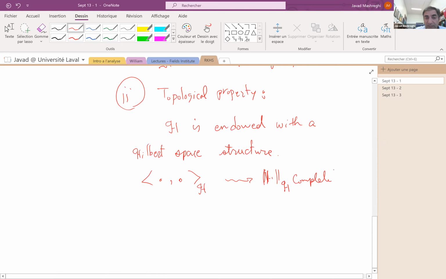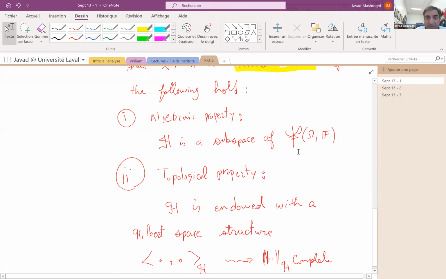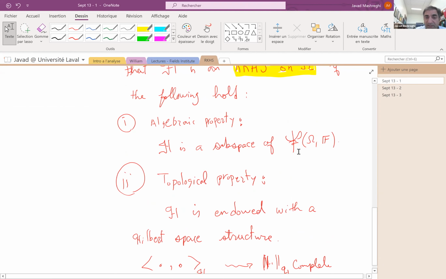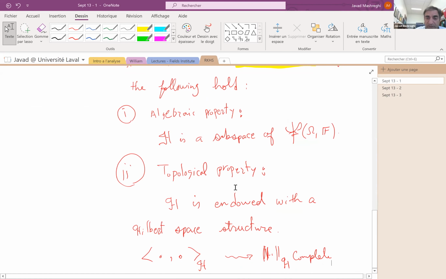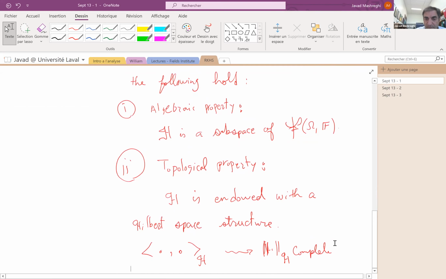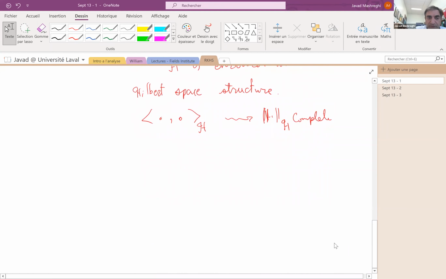So up to here, we have two properties. First one, an algebraic property. The second one is a topological property, and they are somehow isolated. There is no connection between them. The third one is the bridge, is the connection between the two.